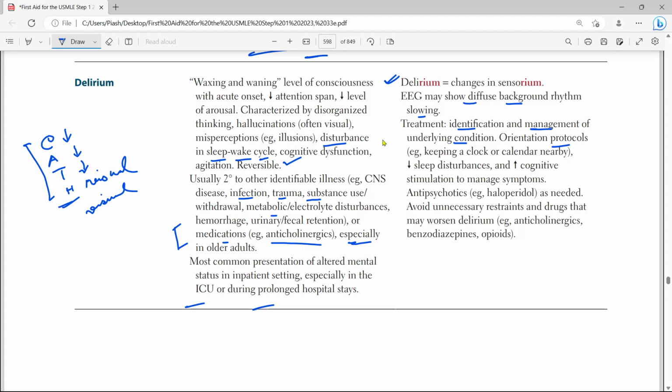Orientation protocol: keeping a clock or a calendar nearby. Decrease sleep disturbance and increase cognitive stimulation to manage symptoms. The antipsychotic haloperidol may be needed. Avoid unnecessary restraints and drugs that may worsen delirium: anticholinergics, benzodiazepines, and opioids.